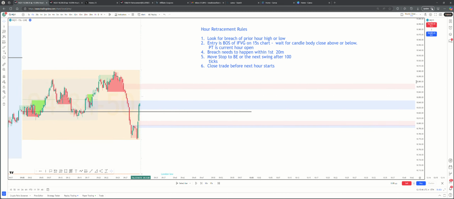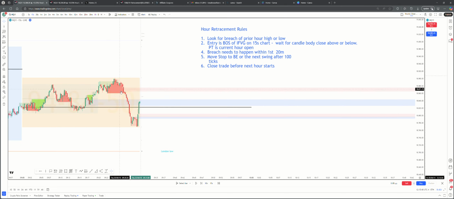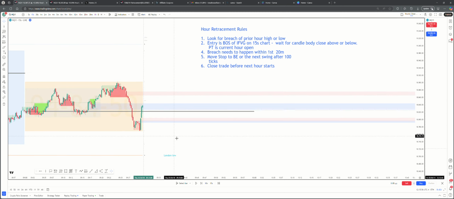With this volatility, I've noticed that there's been a lot of breaks of structure and then it immediately reverses instead of continuing down. So experiment with that, see what works best for you. But as of right now, I'm changing so that I have a body closure outside of the structure. Let's see, the breach of the prior hour high or low needs to happen in the first 20 minutes.